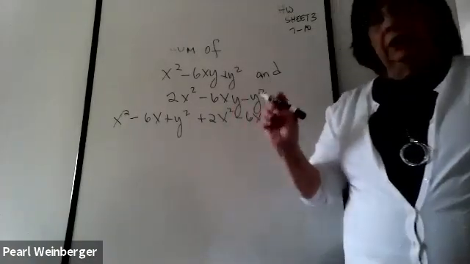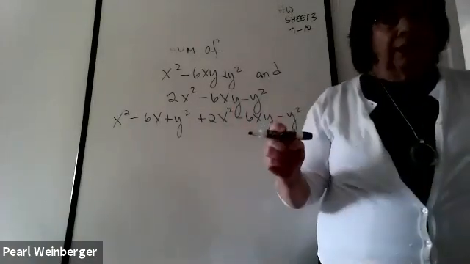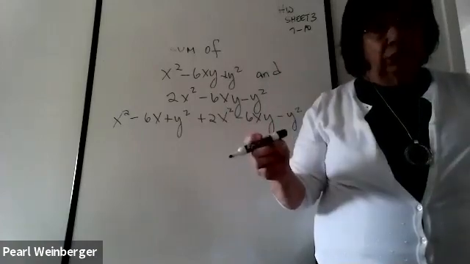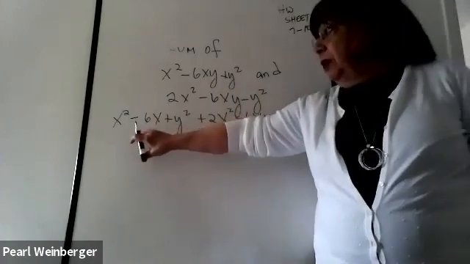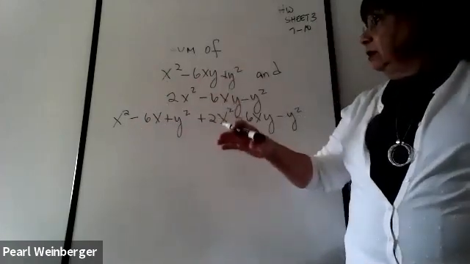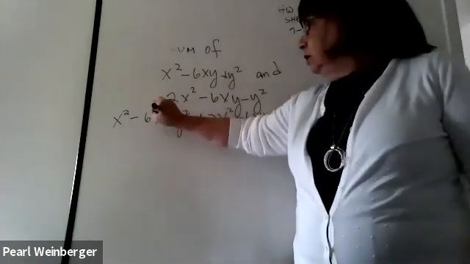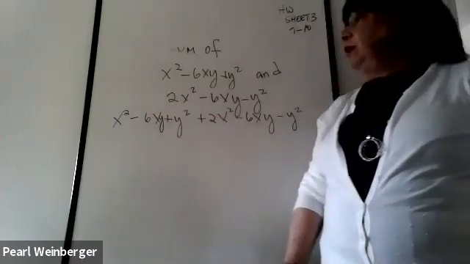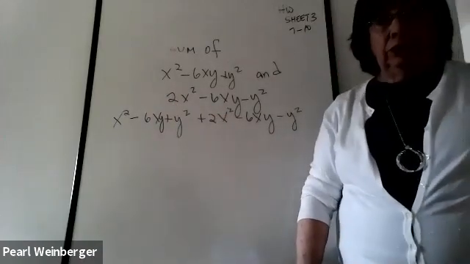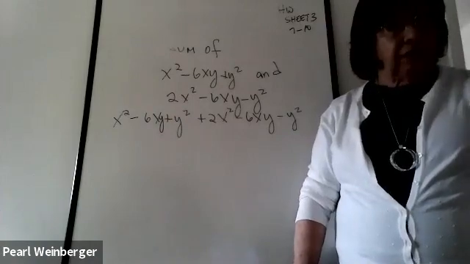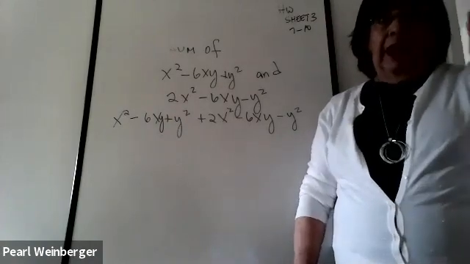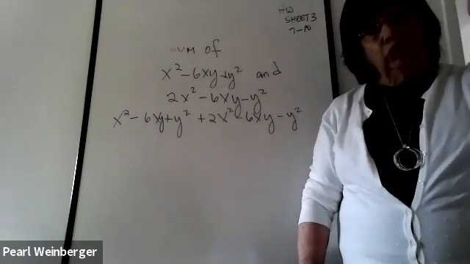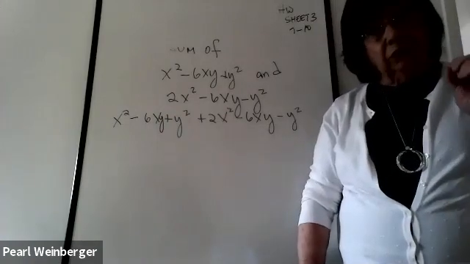Remember, the only things that you're allowed to add are what we call like terms. That means that the variable part, the letter parts, have to be identical. The only thing that can be different are the coefficients, the numbers in front. And when you're combining them, you just combine those coefficients.